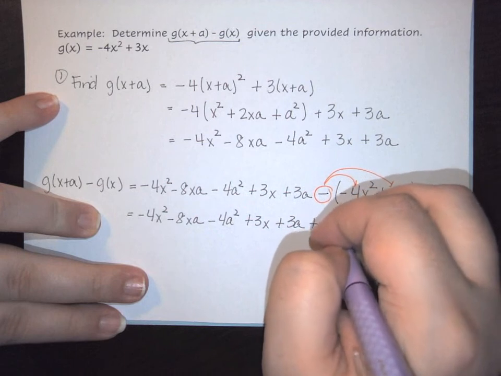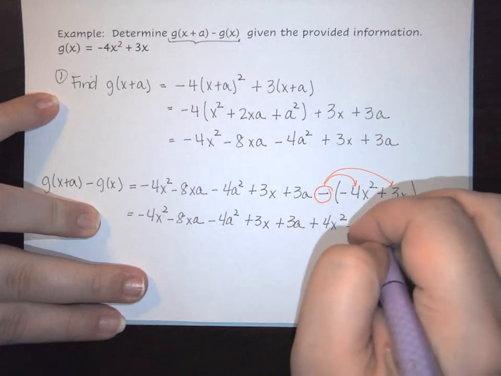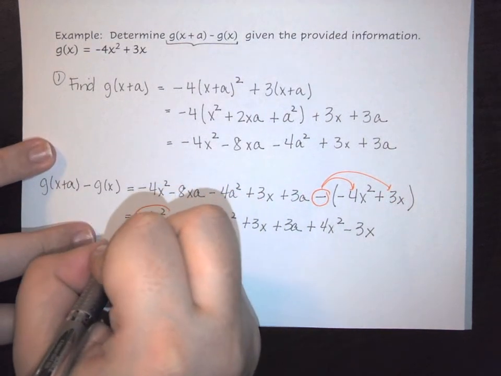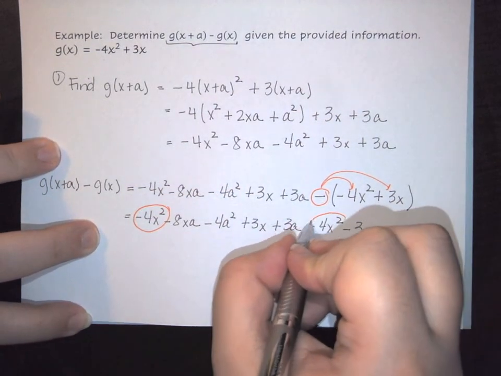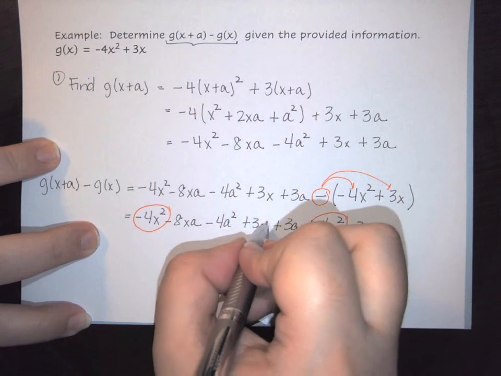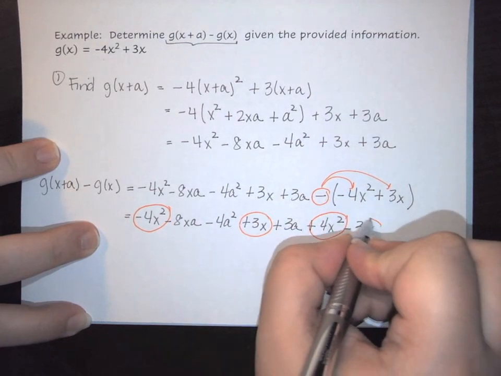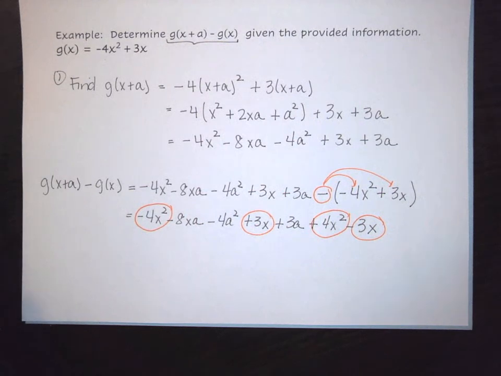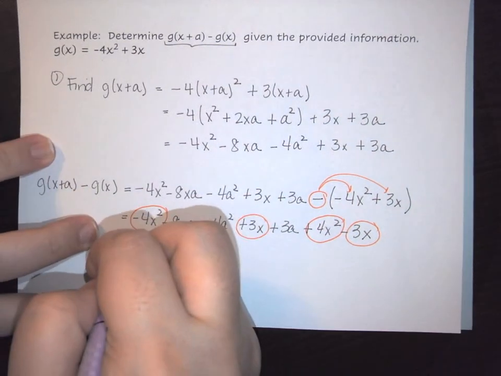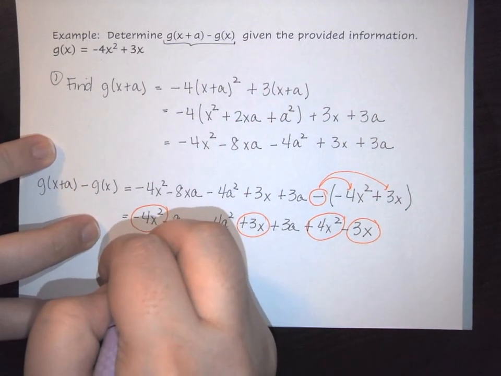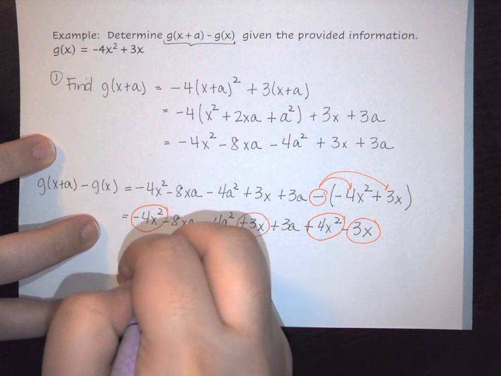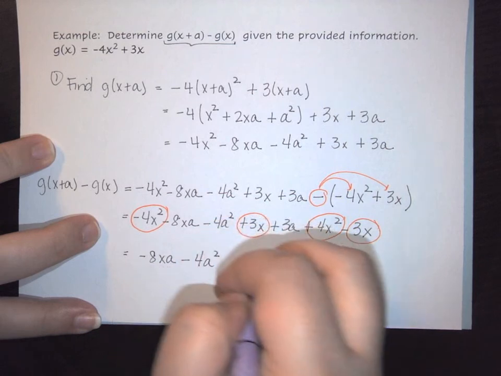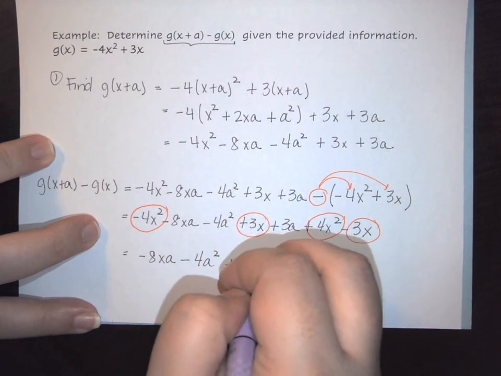So we're going to end up with -4x squared minus 8xa minus 4a squared plus 3x plus 3a plus 4x squared minus 3x. If you notice, I have a -4x squared and a 4x squared, so those can cancel. And I have a 3x and a negative 3x. So all of those can go away, leaving behind just my a terms. So this is going to be -8xa minus 4a squared plus 3a.